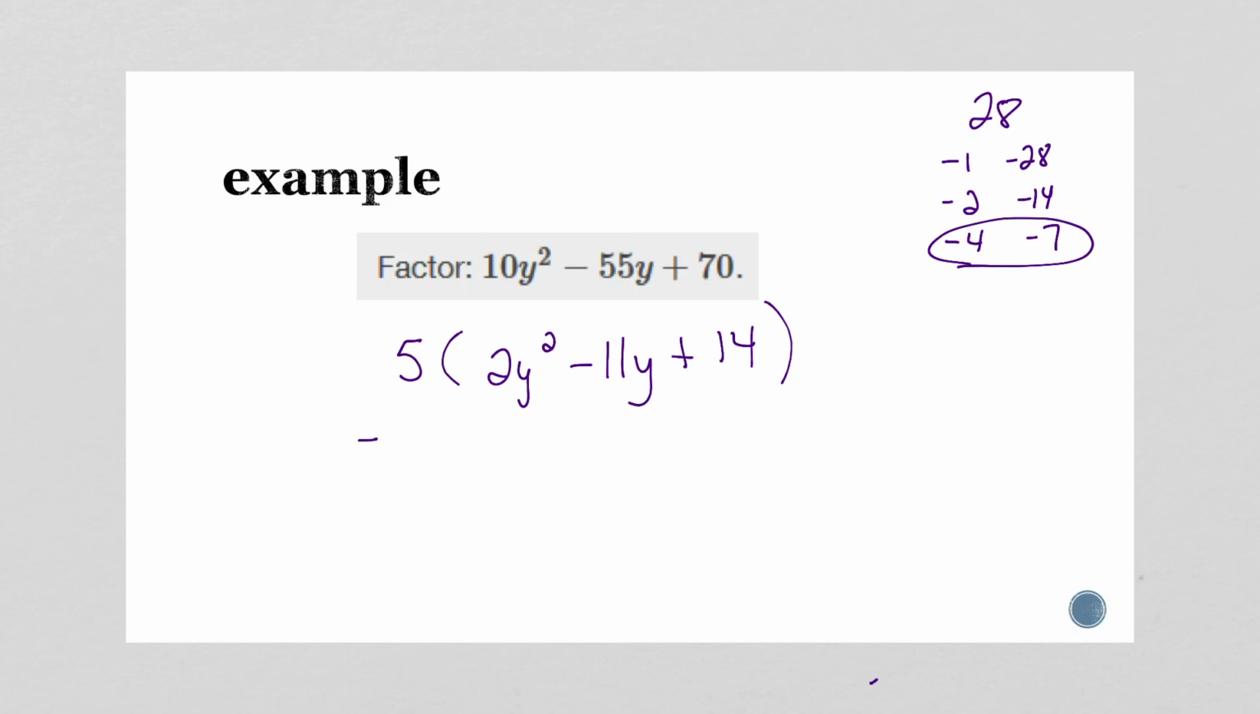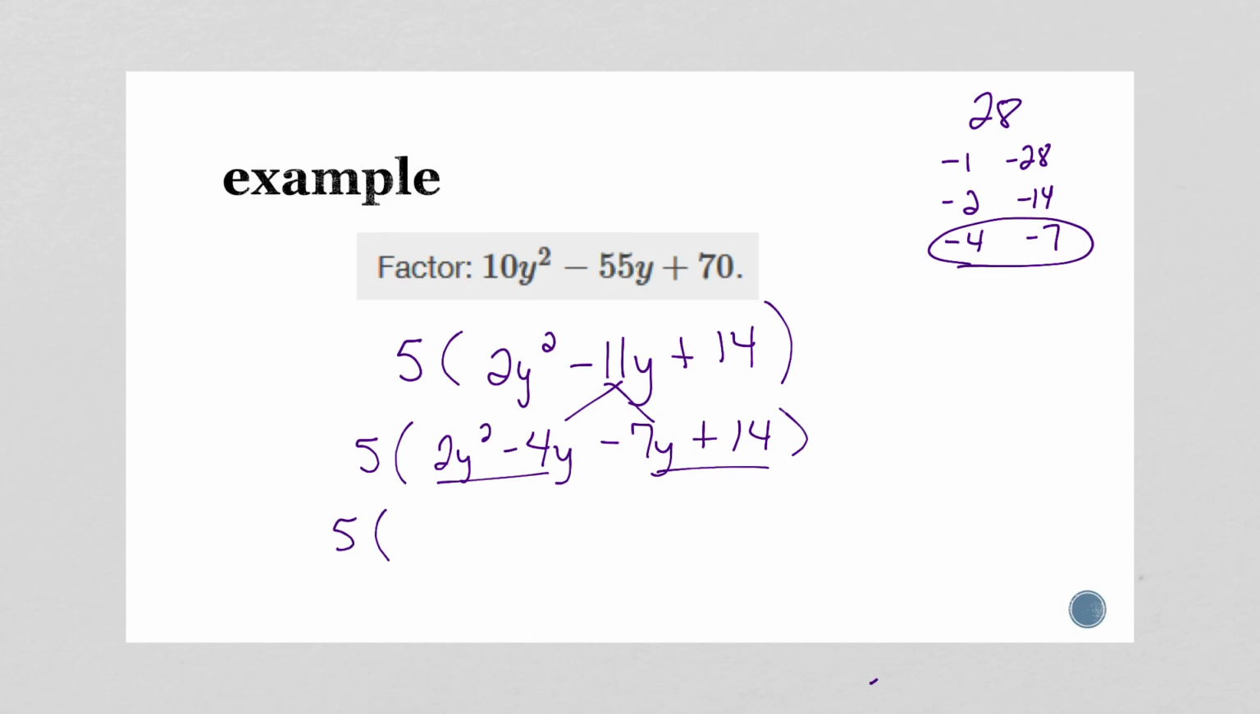Okay, so we've got 5 out front, that's going to follow us around. 2y squared minus 4y minus 7y plus 14. Notice all I did was change the middle term to be the pair that we found. Okay, now let's factor this thing by grouping. I'm going to factor out the GCF between these two terms, which is 2 and y. What times 2y would give me 2y squared? Y. And what times 2y would give me a minus 4y? Minus 2. Now, since this is a minus right here, I write down a minus.